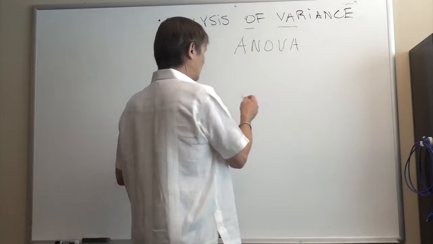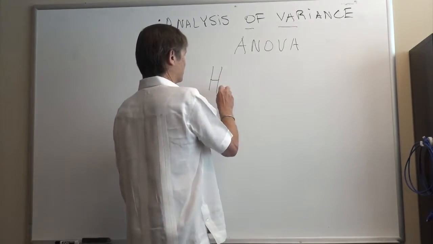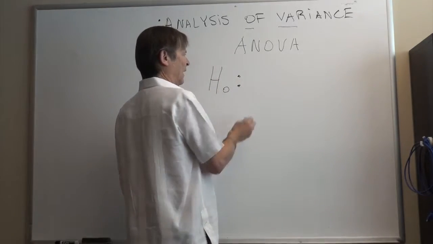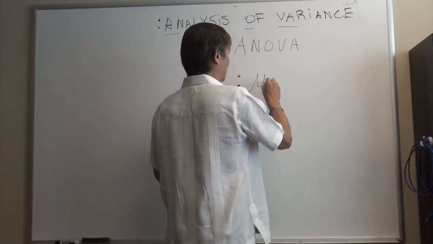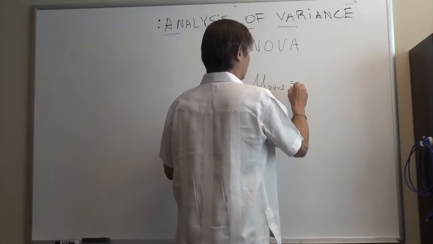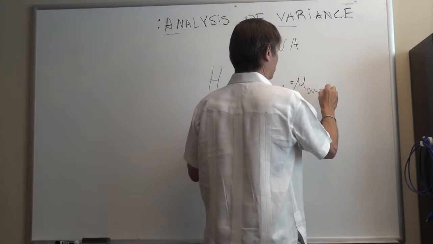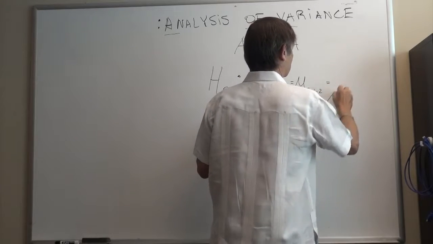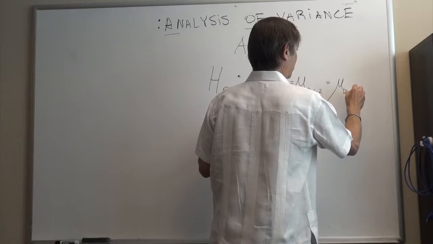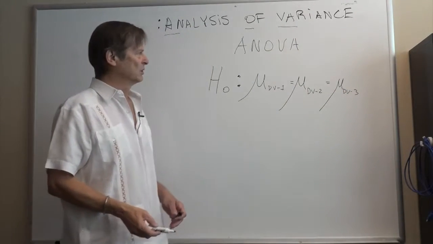And so our null hypothesis is that the mean on this dependent variable for group 1 is not different beyond chance than the mean on the same dependent variable for group 2, group 3, et cetera, et cetera. We could have more groups if we wished.